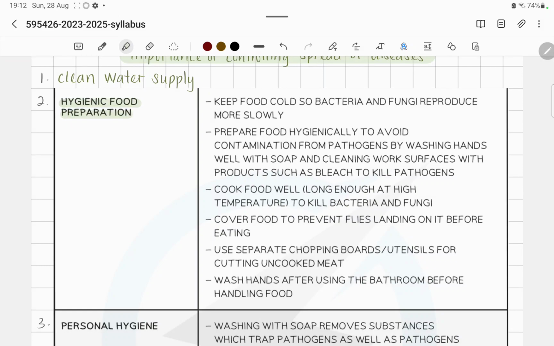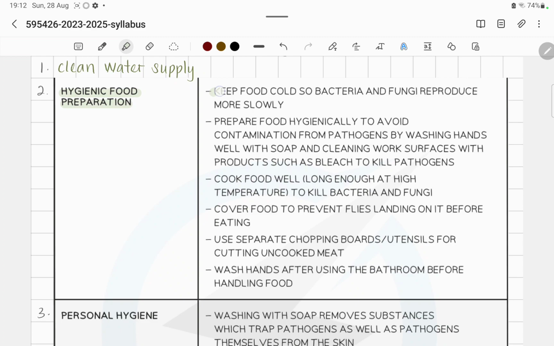For this you have a few ways. Keep food cold, put it in the refrigerator so that bacteria and fungi reproduce more slowly. Then prepare food hygienically to avoid contamination from pathogens. You can do this by washing hands with soap and cleaning work surfaces with products like bleach to kill pathogens. This one is for preparing food.